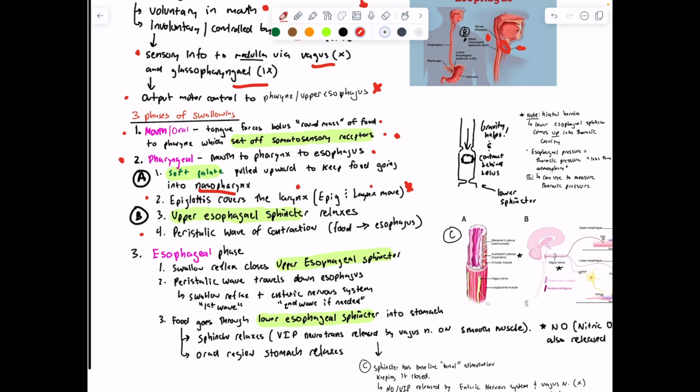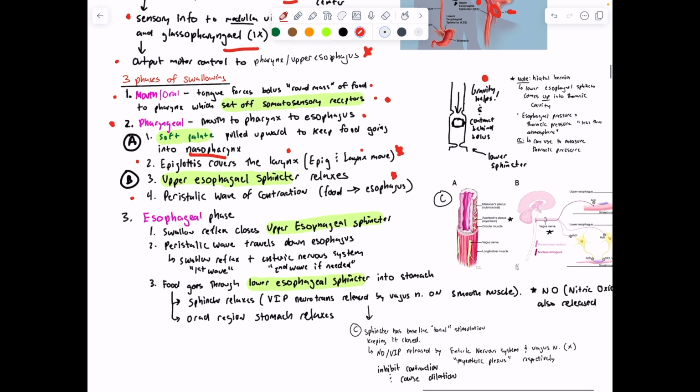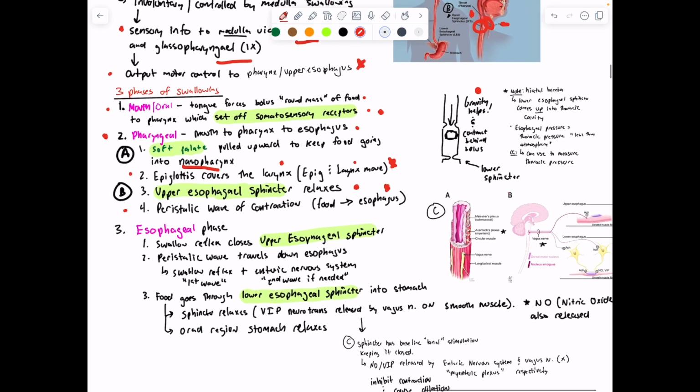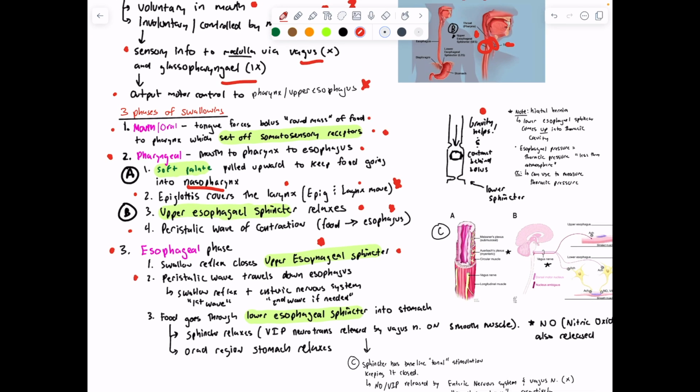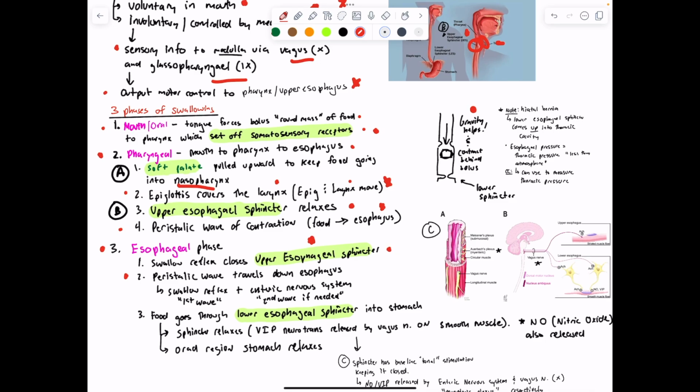All right, and so this peristaltic wave is going to help get the food the rest of the way. We also have gravity helping us, but the idea is that we have this upper esophageal sphincter relaxing right here, and when you have the food finally get into the esophagus, which is phase 3, esophageal phase, you're going to have the swallow reflex close the esophageal sphincter after the food gets in, and then you're going to have a continued peristaltic wave traveling down the esophagus. And so this is going to be set off by the swallow reflex.